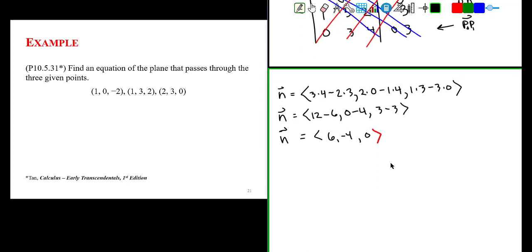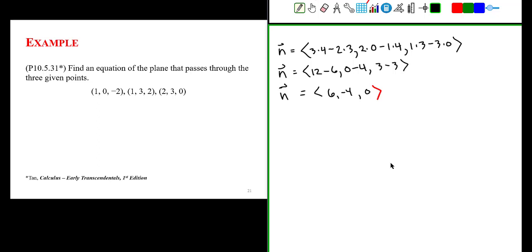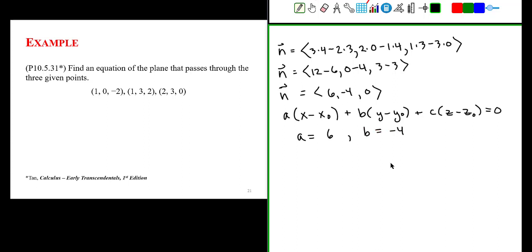Now that we have found a vector that is normal to a plane, let's write our equation of the plane in standard form. Our A, B, and C are given from the components of our normal vector. A equals 6, B is equal to minus 4, C is equal to 0.